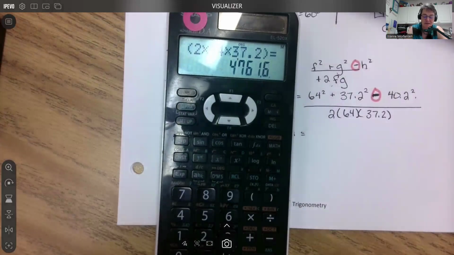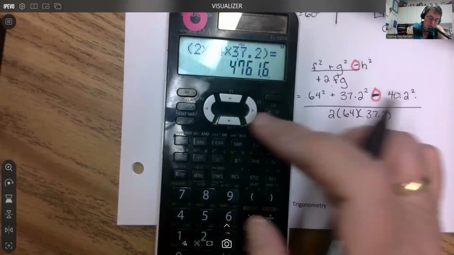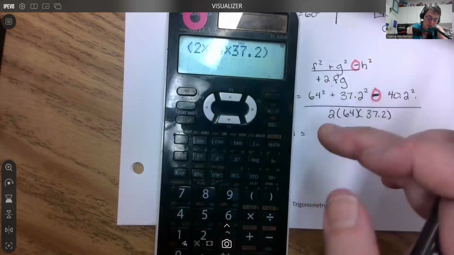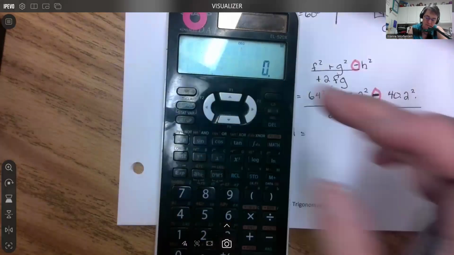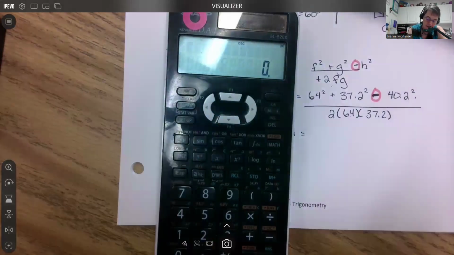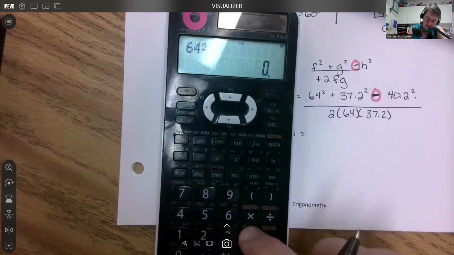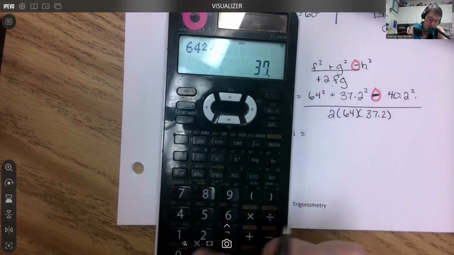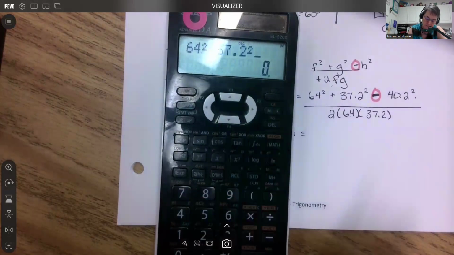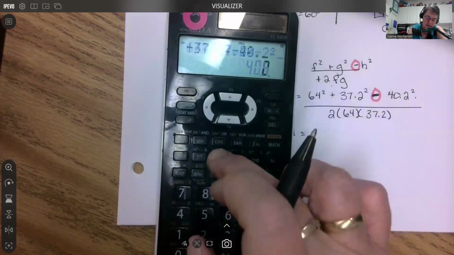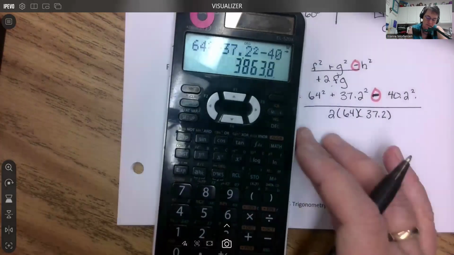I'm so tempted to go back to old school. Okay, let's see if I can go. What did I do wrong? Oh, well, I don't know. No, let me go further. I bet you guys are better at this than me, and I hope you got it right the first time. Minus 40.2 squared equals.